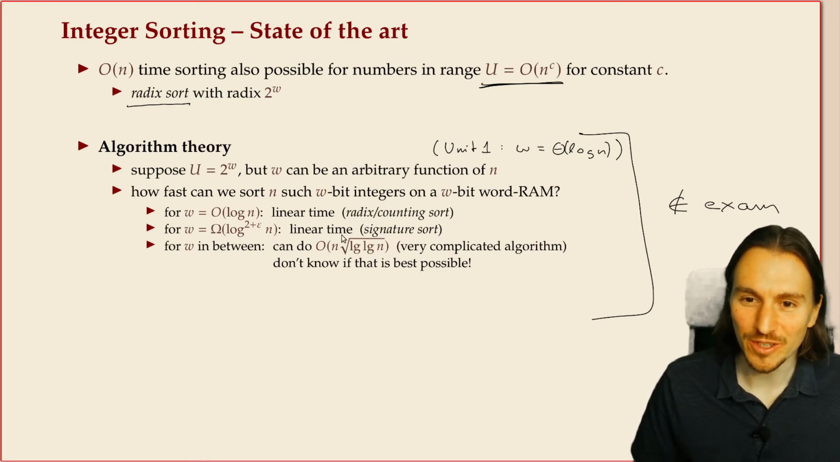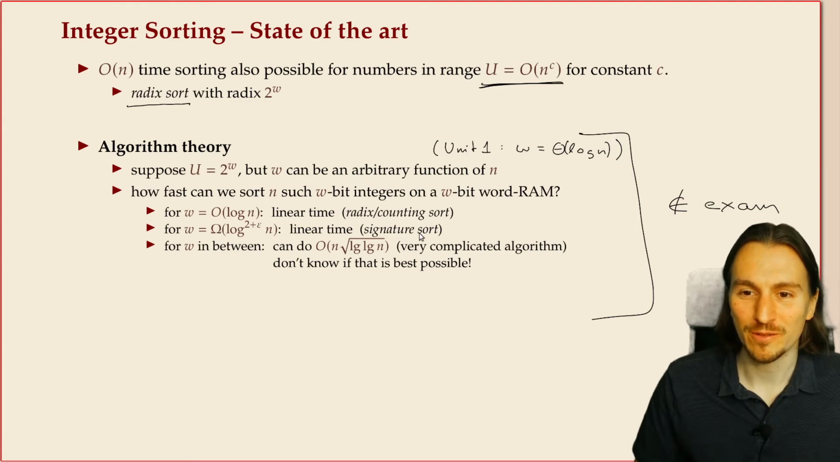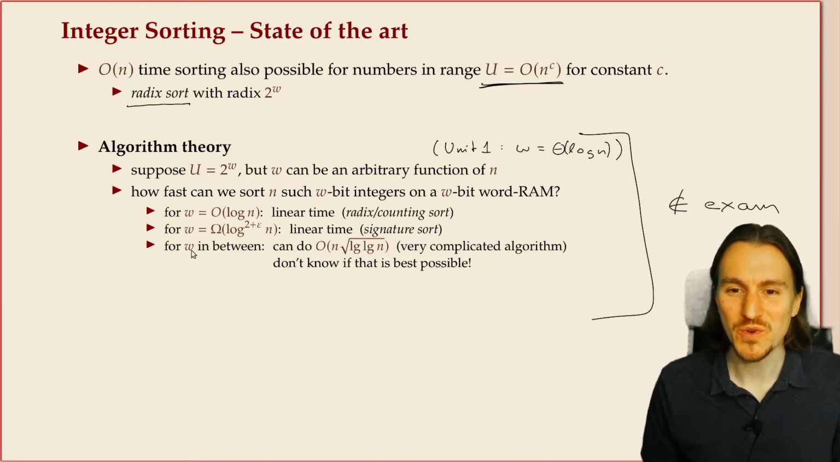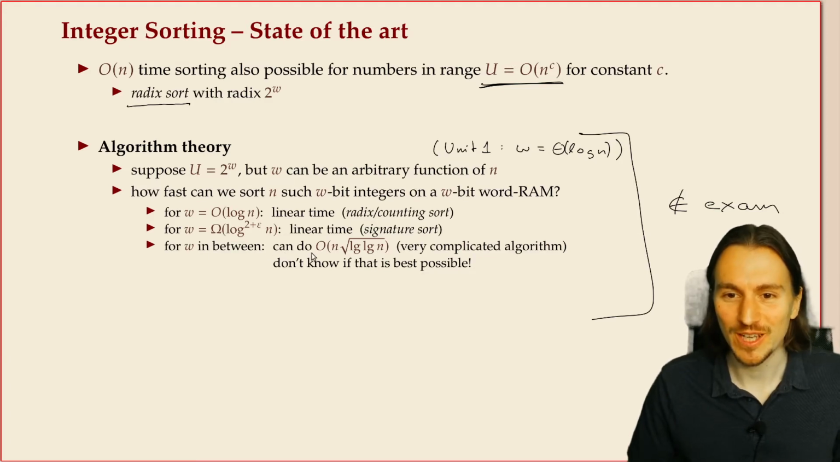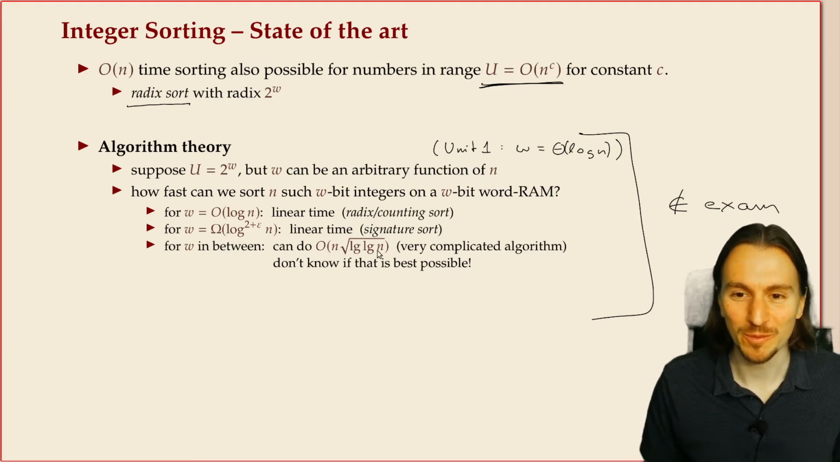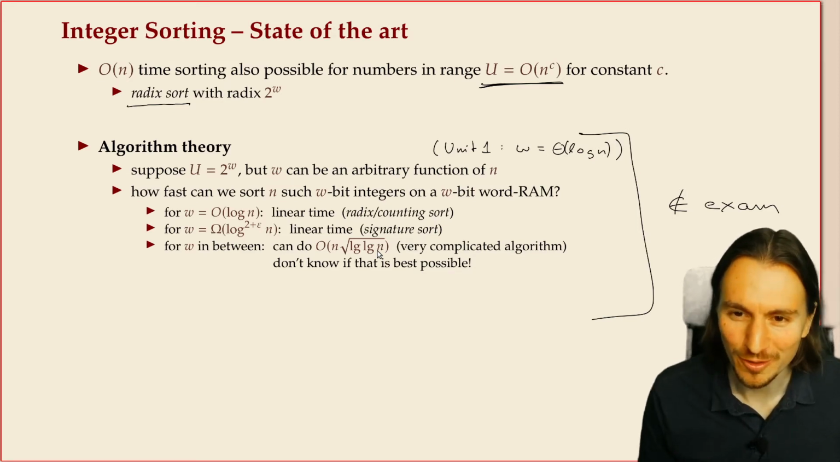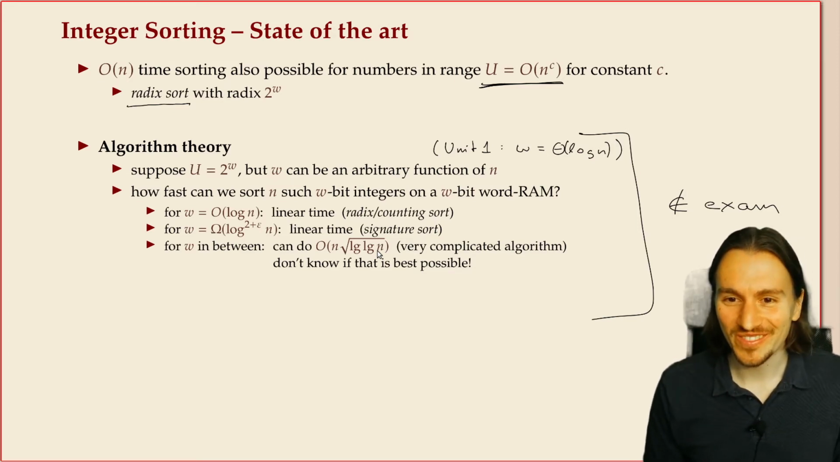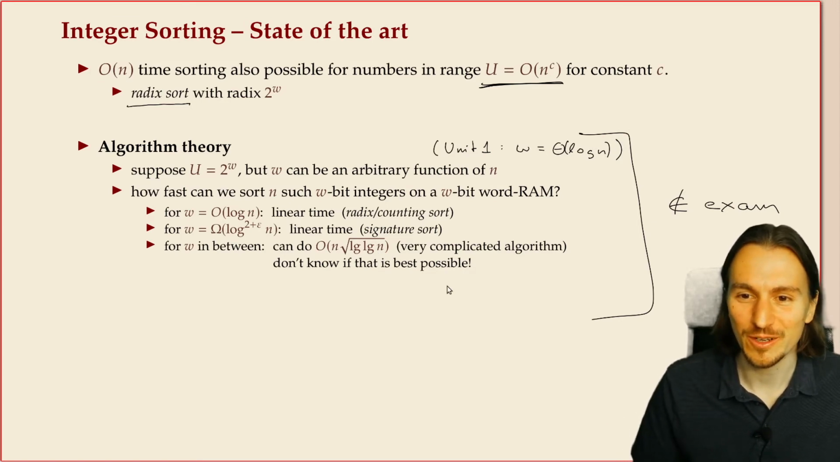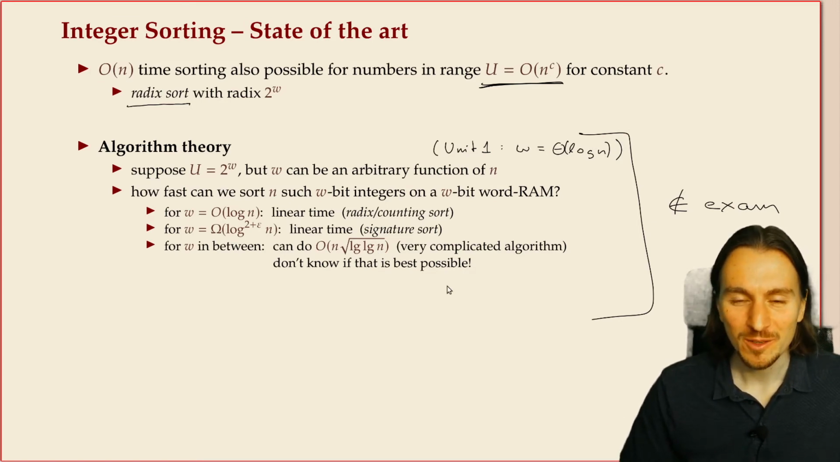Then you can again sort in linear time, but with a different sorting algorithm. And for the range in between, it's an open problem. We don't know. There is a very complicated algorithm with this obscure running time n times square root of log n that uses hashing and randomization and a lot of advanced techniques. But we have no idea if this is best possible.